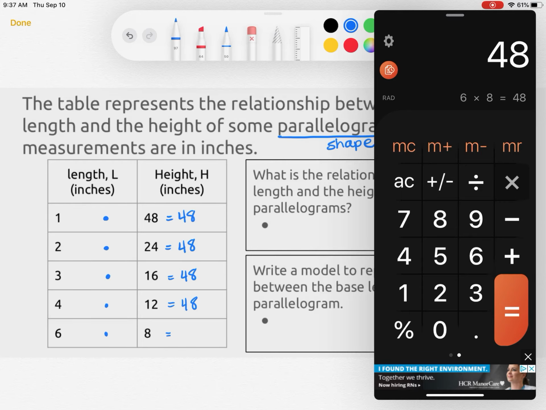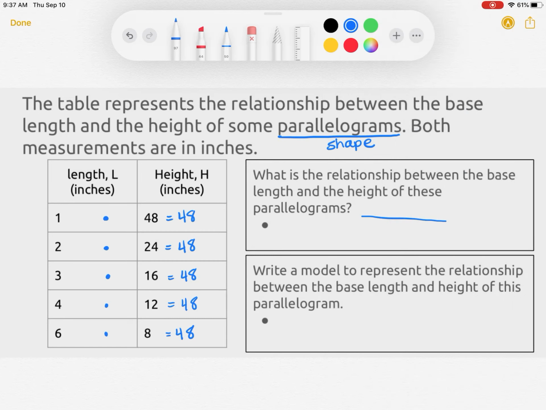So it's okay if you try different things and you can't get it the first time or two. As you can see, I tried adding first and that didn't work, and that was okay. But then I noticed that 2 times 24 would give me 48, and since 48 was in the row above, I thought maybe multiplying the numbers in each row might work. So now I see the relationship between the base length and the height.